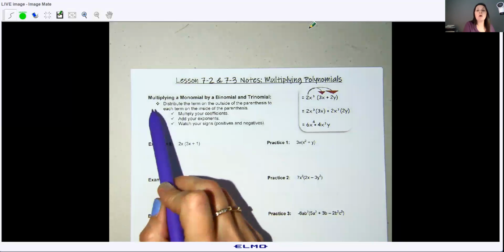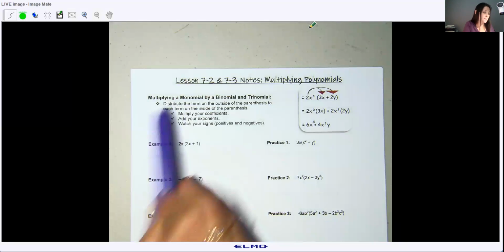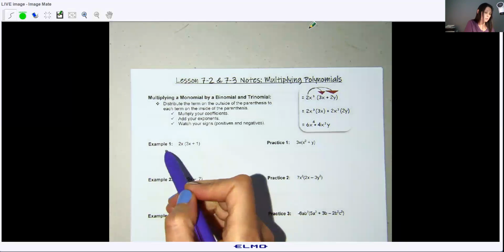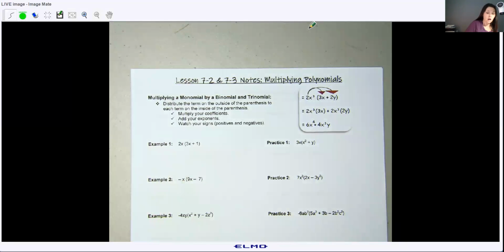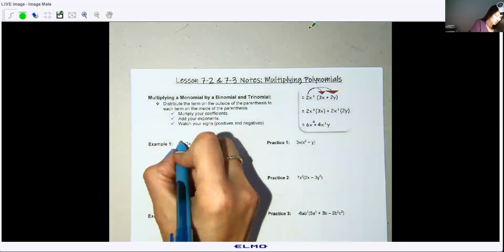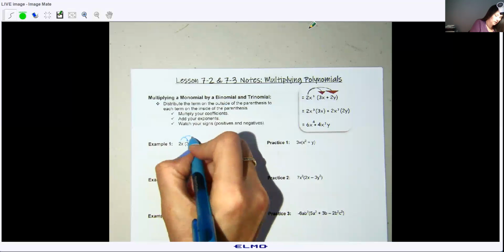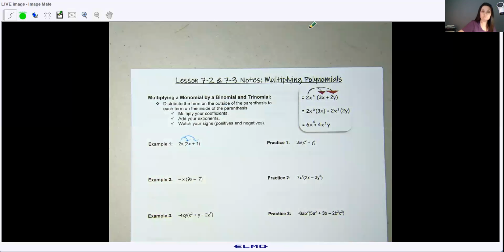The first part of this is multiplying a monomial by a binomial and trinomial. So that's just taking one term on the outside of the parentheses and multiplying it by either two terms or three terms on the inside of the parentheses. So let's go ahead and get it started with example number 1. I am going to take 2x and I'm going to multiply it by 3x, and then I'm going to multiply it by a positive 1.